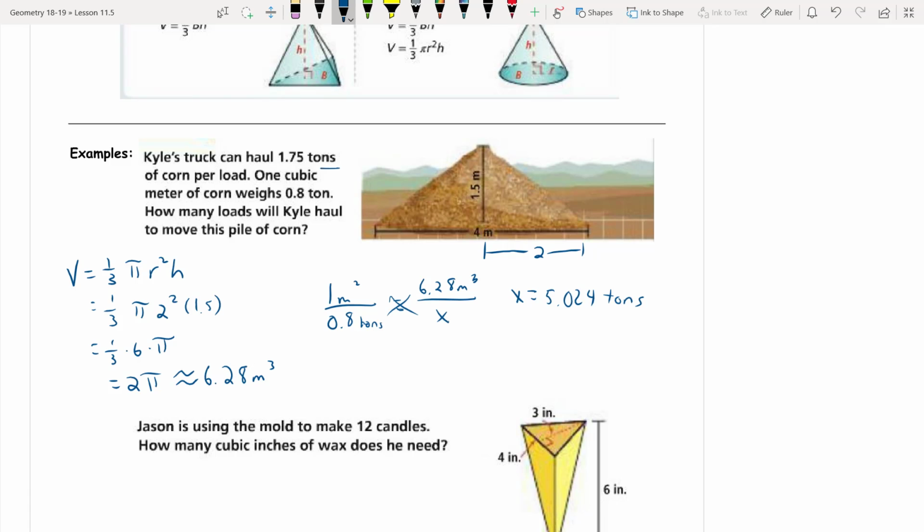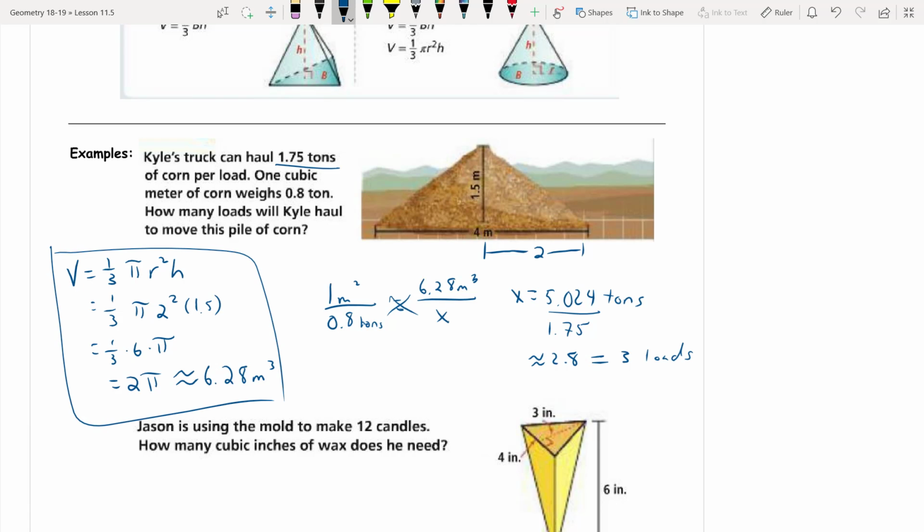It said that his truck can haul 1.75 tons of corn per load. So we're just going to take our result there and divide by 1.75 to find out how many truckloads it's going to take for him to do. And you're going to end up with 2.8 or 3 loads. We can't do 0.8 of a load, so he's going to do 2 full loads, and then whatever's left over is going to be in that 3rd load of delivery. So this is kind of a unique problem because we did our volume over here, which was very simple, and then we had to think through the real world aspect of it.